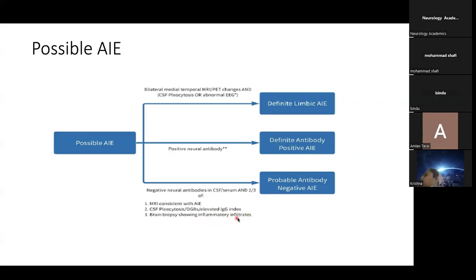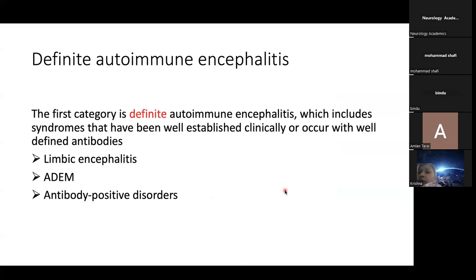So definite autoimmune encephalitis is the first category, which includes the syndromes that are established clinically or occur with well-established antibodies, like limbic encephalitis, ADEM, and antibody-positive disorders. In case of limbic encephalitis and ADEM, there is no need of antibody positivity, and in other cases, to confirm and stamp as a definite autoimmune encephalitis, a positive antibody test is needed.